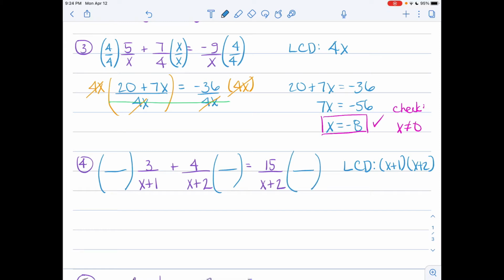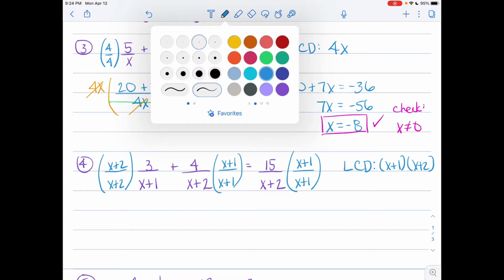So for this first one, 3 over x plus 1, well, it already has the x plus 1, so it needs the x plus 2. The second one has the x plus 2, so it needs the x plus 1. And finally, the one on the right has the x plus 2, it needs an x plus 1 as well. Let's go ahead and simplify.